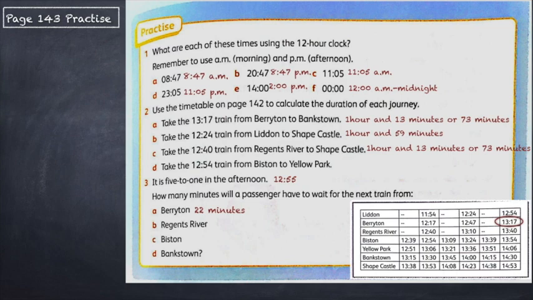Choice B. How many minutes will a passenger have to wait for the next train from Regent's River? The train from Regent's River arrives by 13:10 o'clock. And as we remember, the passenger was there at 12:55. It means he or she needs to wait exactly 15 minutes. From Biston. Okay, let's find the very first time which our passenger can catch the train. It obviously is going to be 13:09 o'clock. So apparently, our passenger is going to wait for 14 minutes up until the next train. As I did for question 2, I will leave choice D on you.